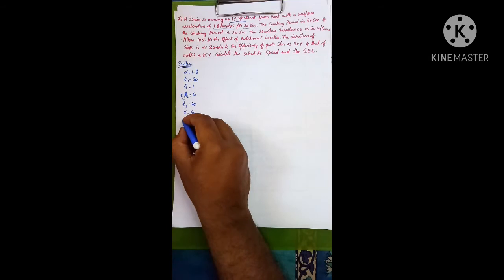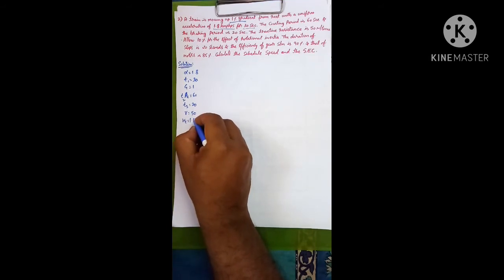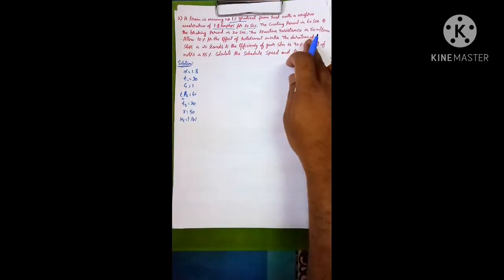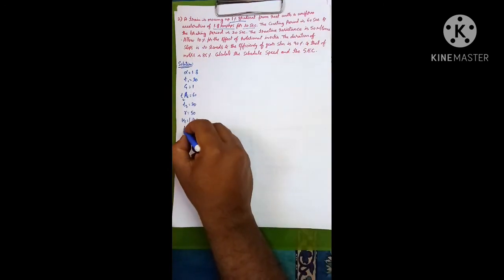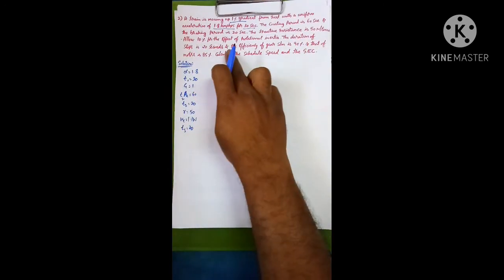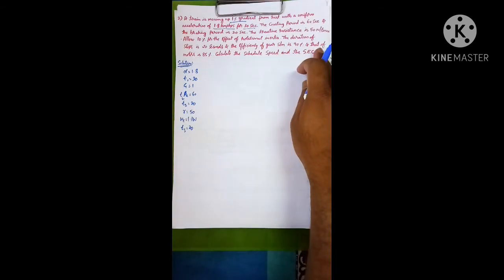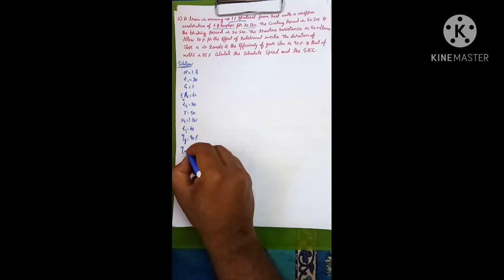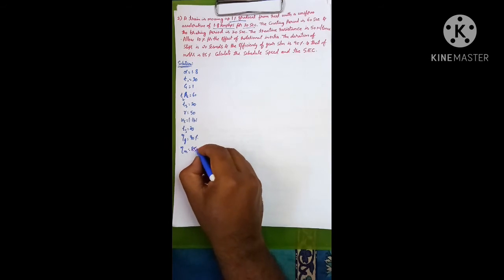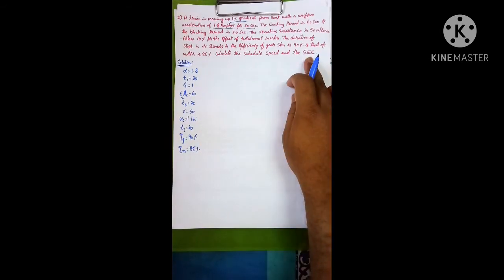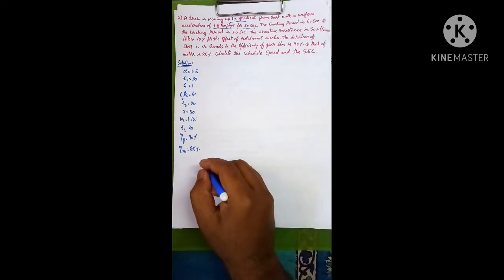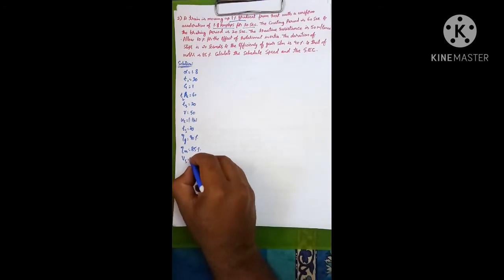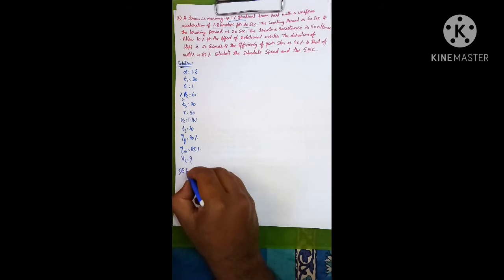Allow 10% for inertia, so We can be given as 1.1 times W. The duration of the stop is 20 seconds. And the efficiency of the gear system is 90% and that of the motor is 85%, so individually they are given. Efficiency of gear is 90%. Efficiency of motor is 85%. Calculate the schedule speed and specific energy consumption. So you need to calculate Vs, the schedule speed, and specific energy consumption. Both have to be identified.